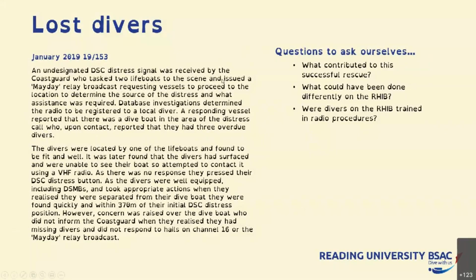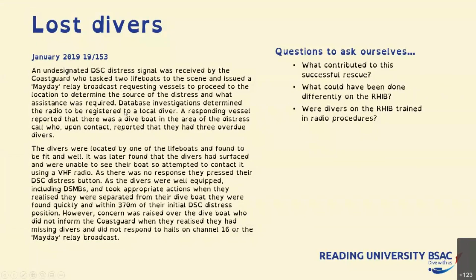But what could have been done differently on the RIB? Well, little things like, was the radio even on? Were the electrics on in the RIB at that time? Or quite possibly, were the divers trained in the radio procedures or in the operation of the radio? Was the radio turned down or something like that? Who's to say? But these are all things that we can take away from that.